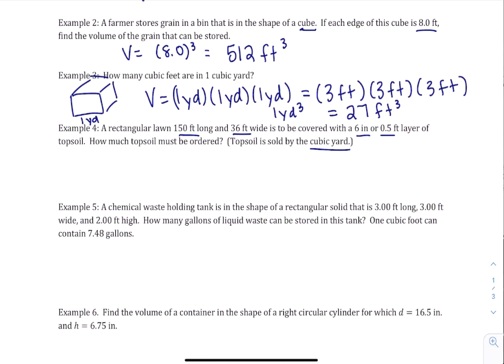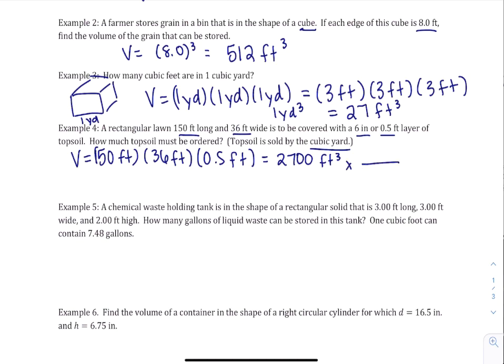If you prefer, you can go ahead and convert the lengths now to yards. The volume, if we use feet, is 150 feet by 36 feet by a half a foot, keeping your units consistent. Looking at a volume of 2,700 cubic feet. In example 3, we found that 27 cubic feet is equal to 1 cubic yard. So we can divide here. We need to order 100 cubic yards.